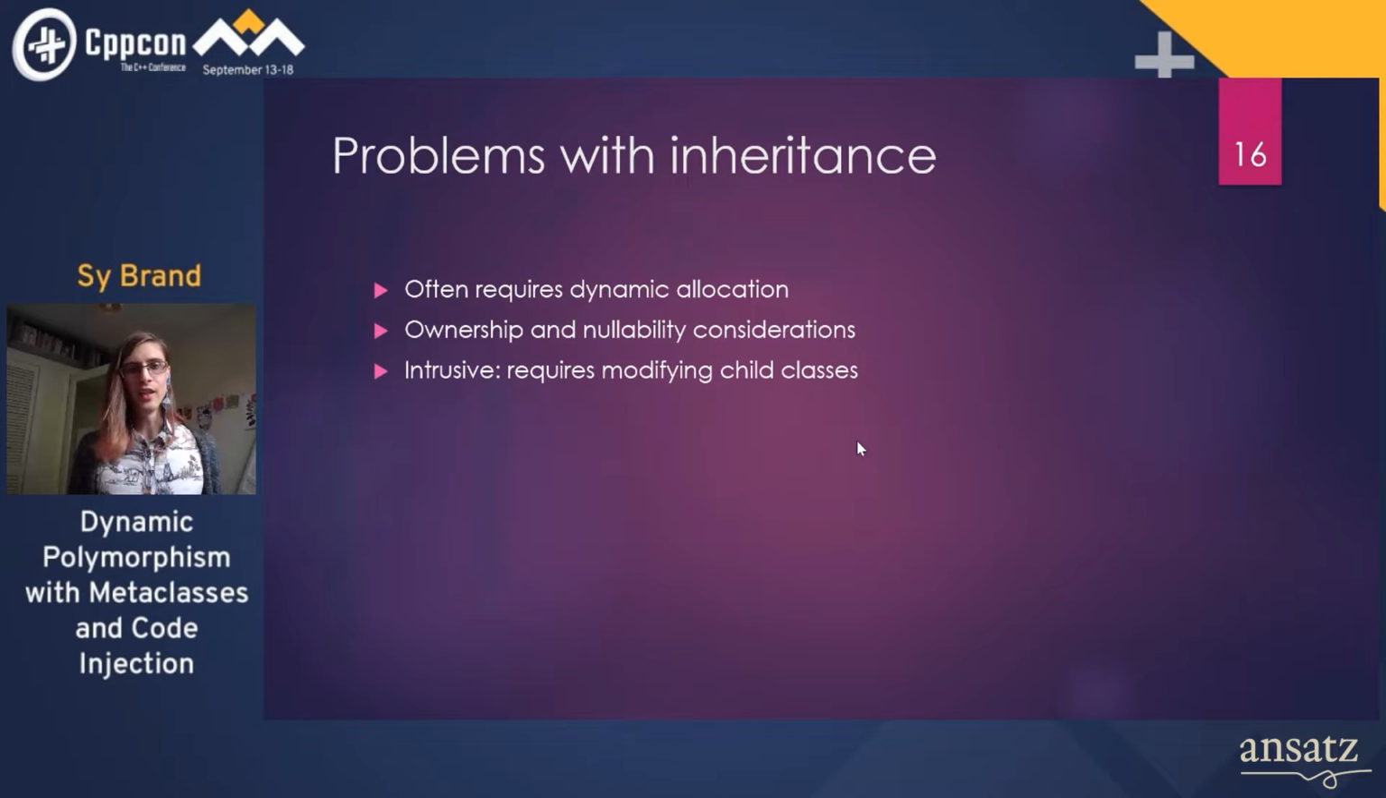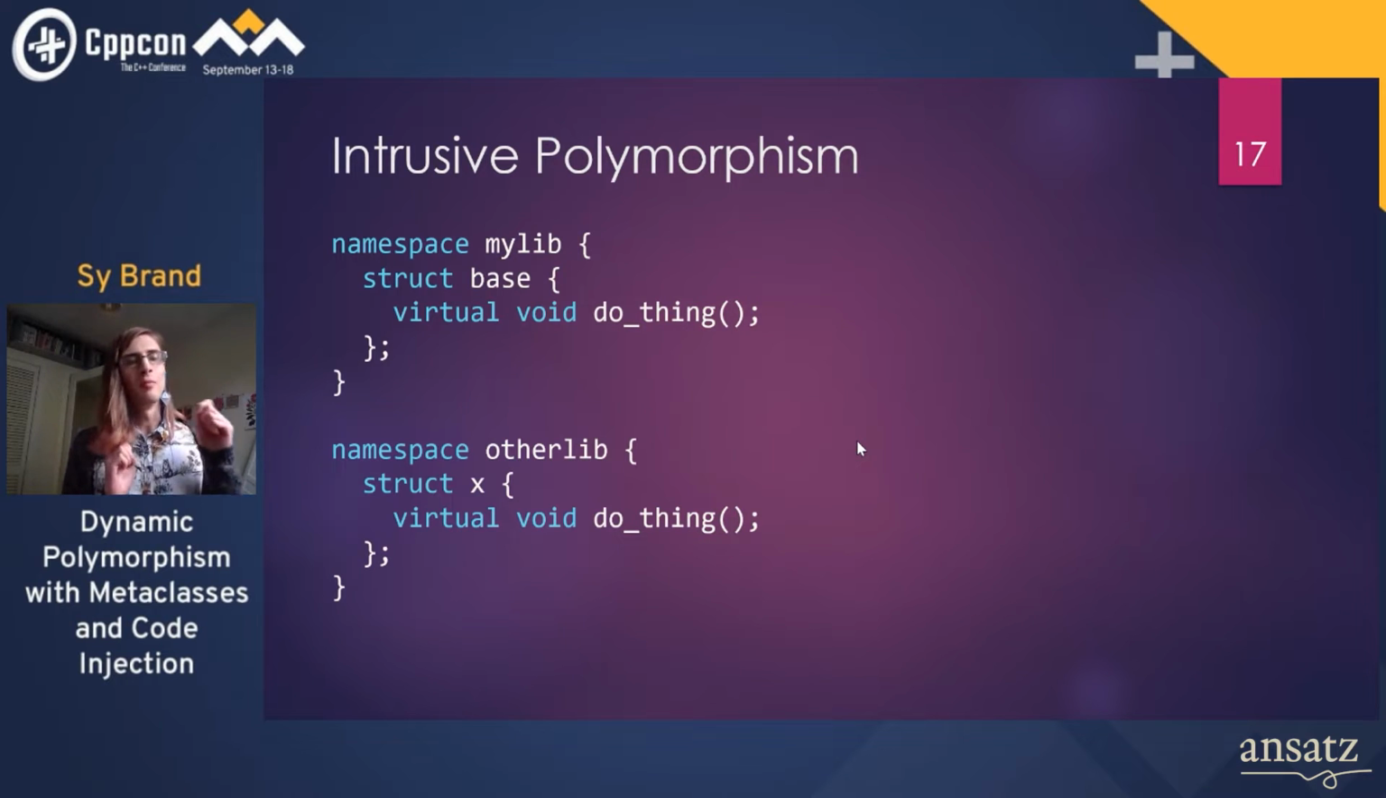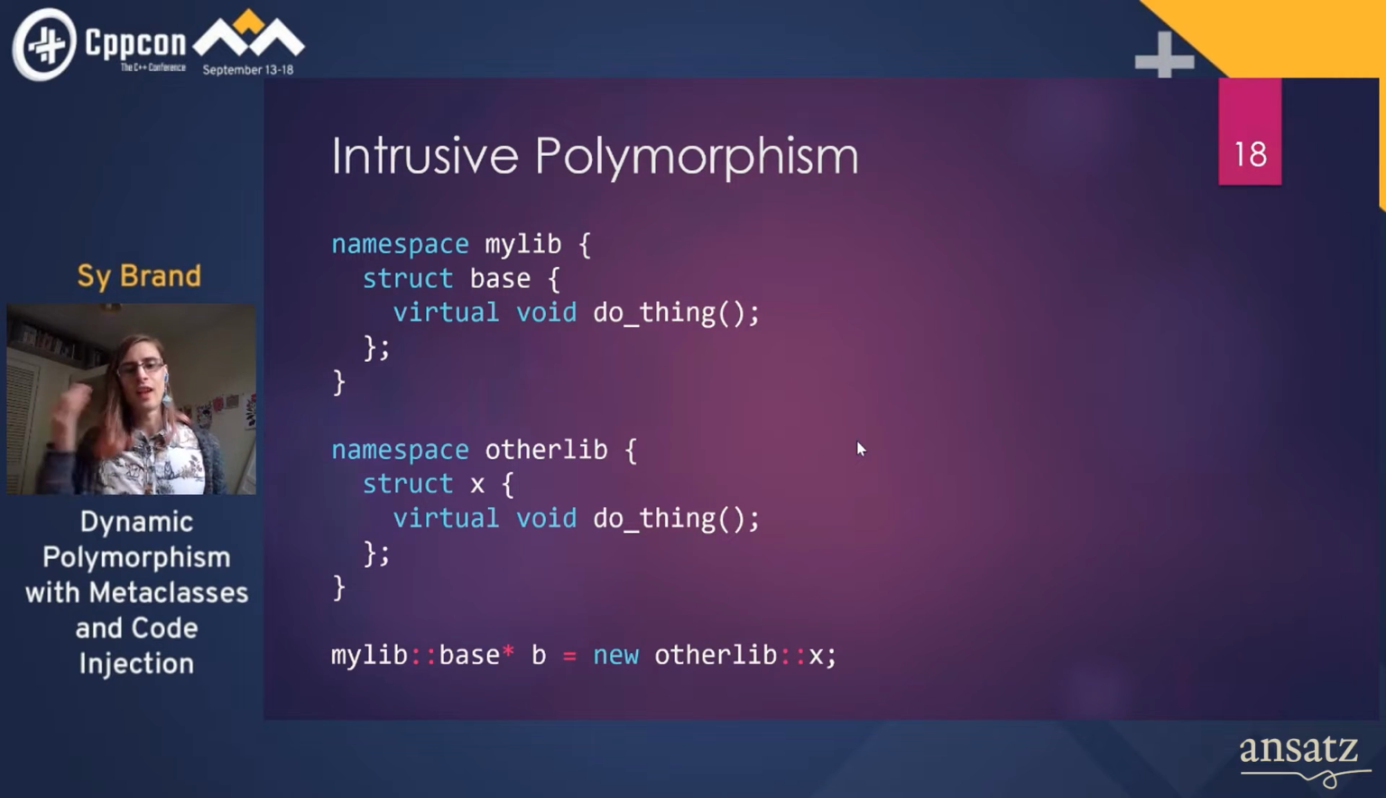Another is intrusiveness, in that supporting inheritance requires modifying child classes. An example of this: if we have a base class in mylib, and then we have some other library which has an X class. They both have a doThing method which returns void, and they're virtual. You cannot allocate an instance of otherlib::X and take a pointer to it through a mylib::base. This will not work because otherlib::X does not say it inherits from mylib::base. This can be a problem.